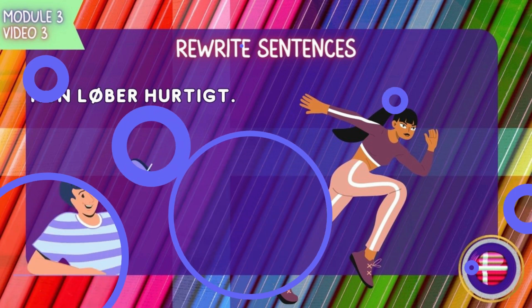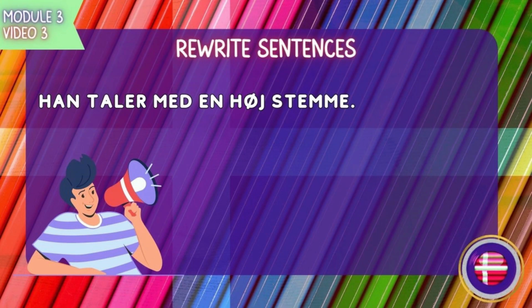Your turn. Transform this sentence. "Han taler med en høj stemme." He's speaking with a loud voice. I'm going to take the adjective, throw a T on it, and transform it into an adverb, thus creating "han taler højt." He's speaking loudly.